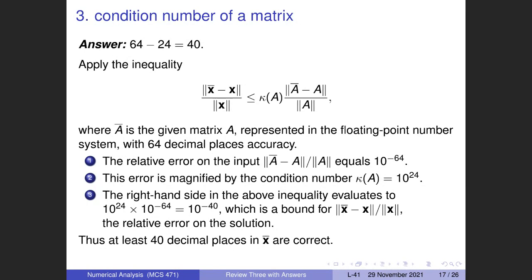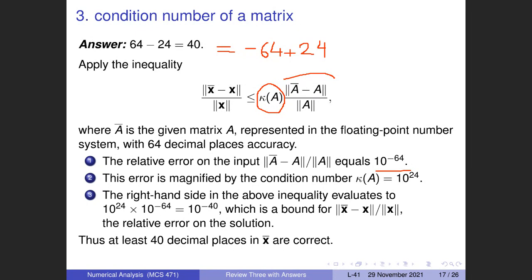What is important is that you multiply the condition number here, so this is the 10 to the power 24, with the machine precision. So 64 decimal places means that your machine precision is 10 to the power minus 64. The right side of this inequality gives you the upper bound on the relative error. So this is how you get to 10 to the power 24 times 10 to the power minus 64. Better written, the justification is minus 64 plus 24. This is the calculation that is done when you evaluate the right-hand side.